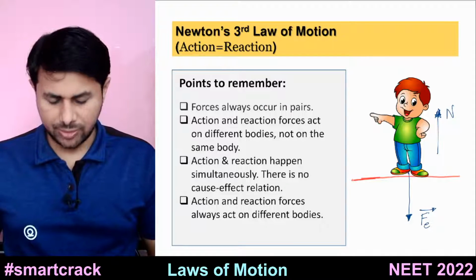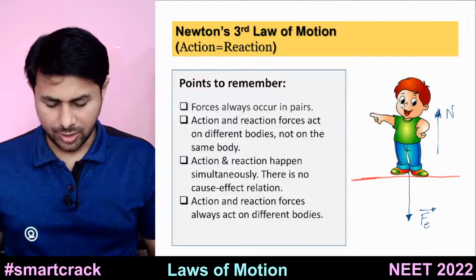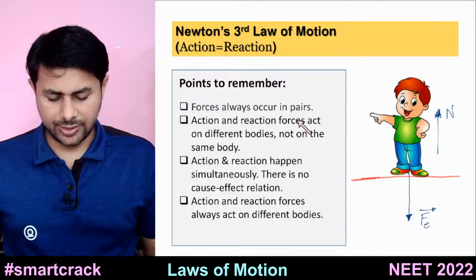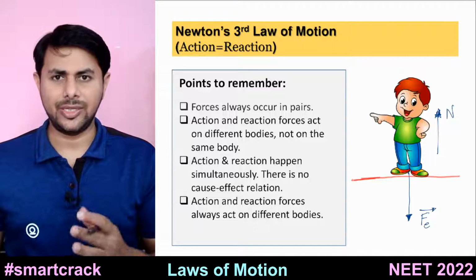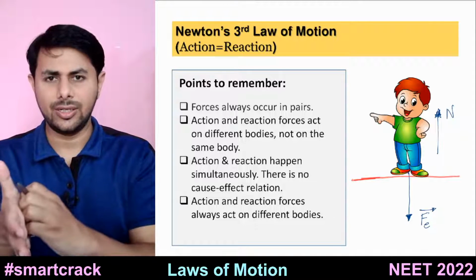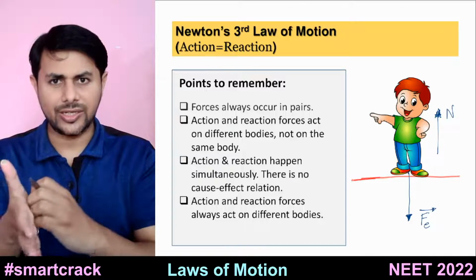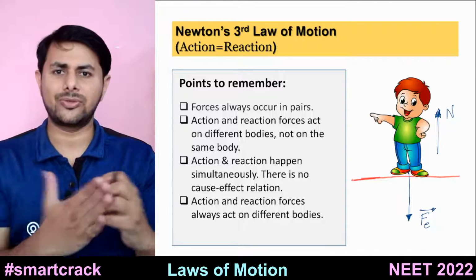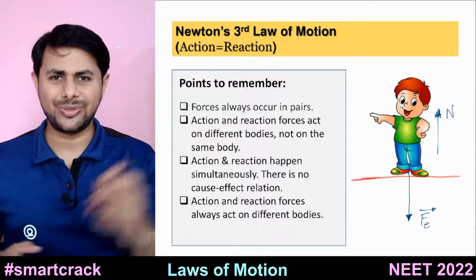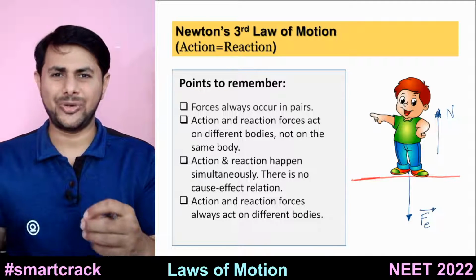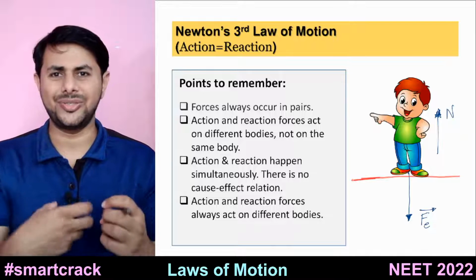There are some points to be remembered regarding Newton's third law of motion. These forces always occur in pairs. That means if you exert force on one body, then there is surety that that body will also exert force on the first body. It will never happen that you will exert force on one body and that body won't exert force on you.